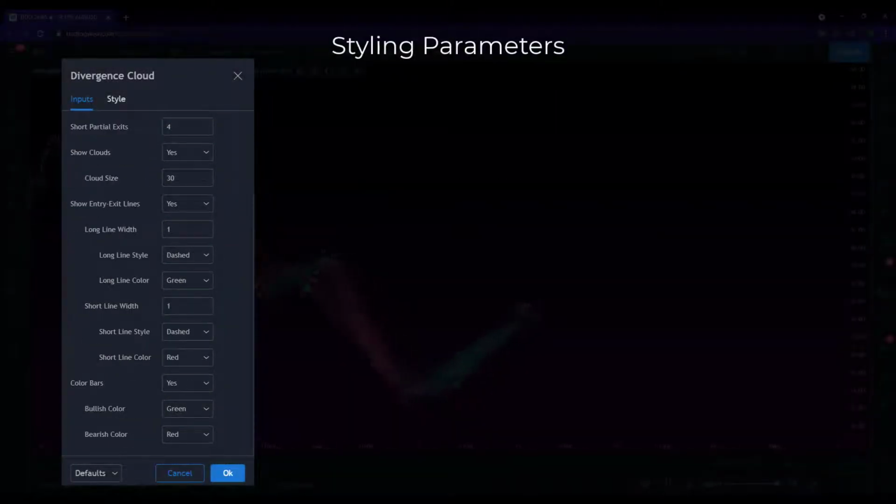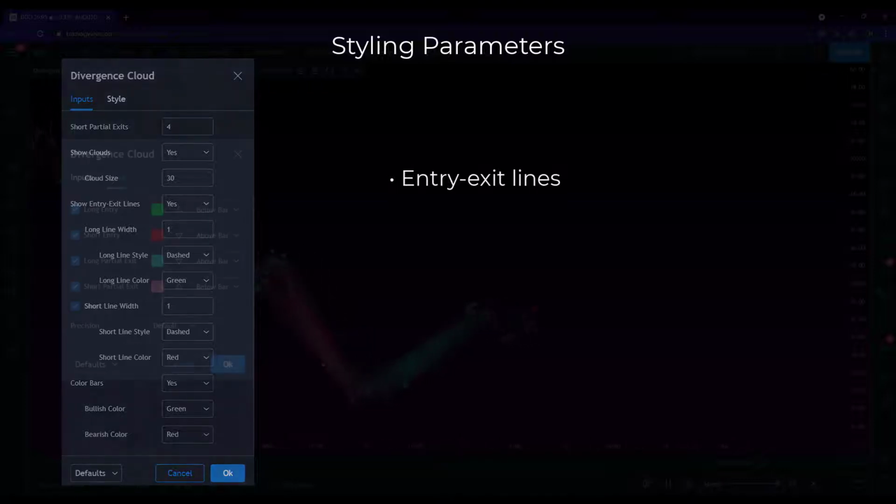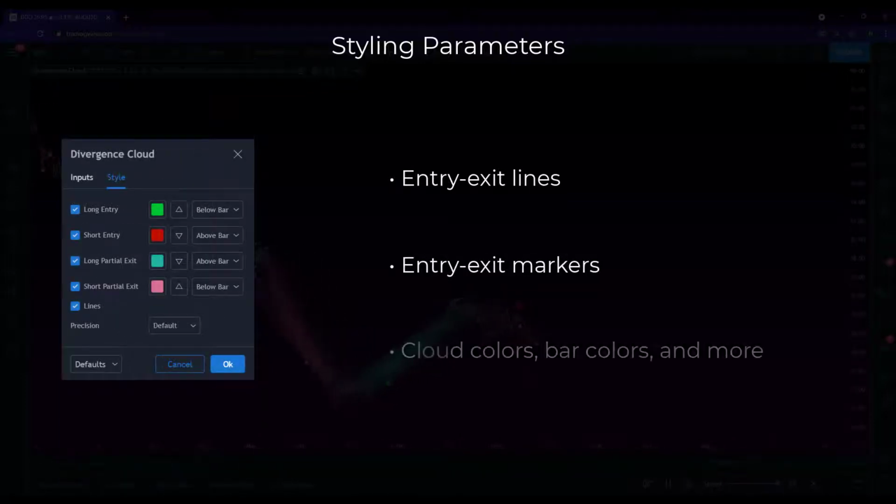Styling parameters. Divergence Cloud comes with styling parameters for every part of the indicator, from the entry-exit lines to the entry-exit markers, and the colors and properties of the clouds themselves.